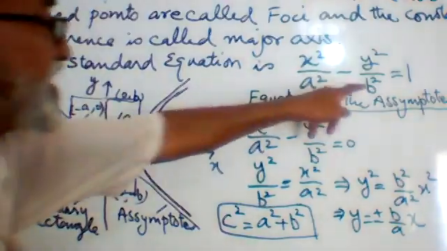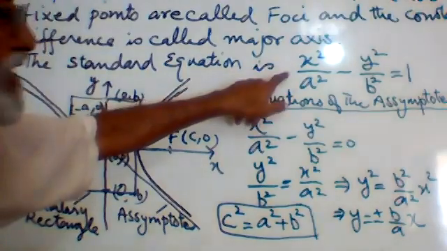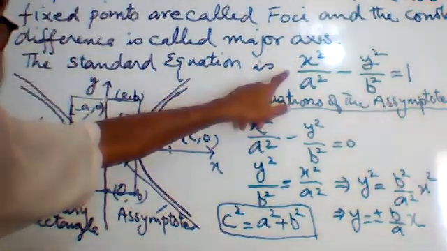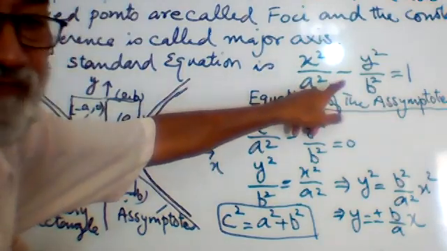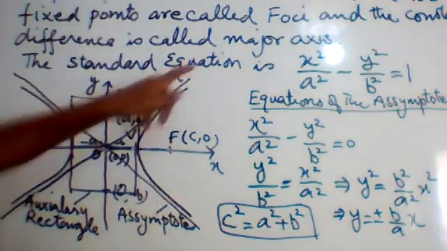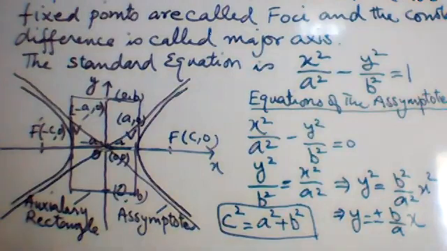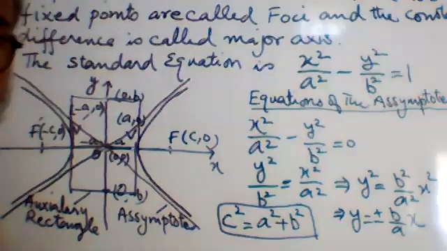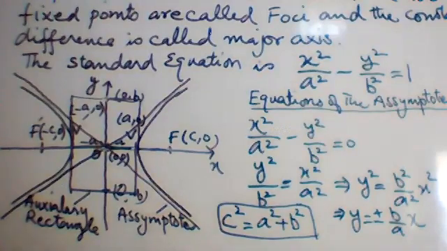What may be the larger one? No consideration. We will consider the positive side. If x square is positive, the transverse axis is along the x-axis. If y square is positive, the transverse axis is along the y-axis. Because in the hyperbola, one is positive, one is negative. Therefore, the transverse axis is along the positive axis.